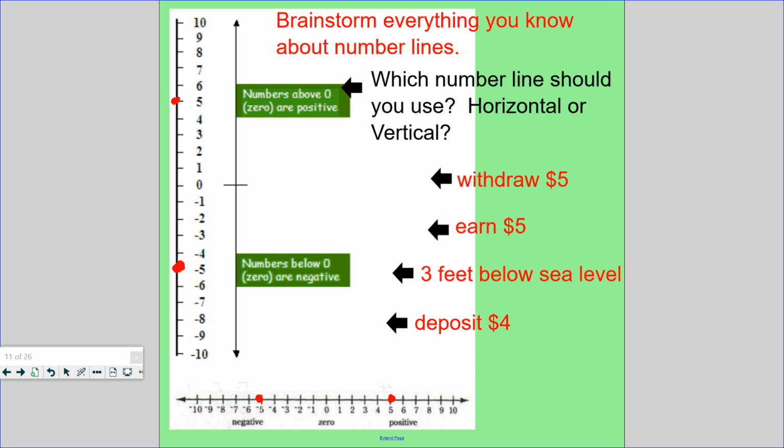If someone says 3 feet below the sea, what does that mean to you? 3 feet below the sea. If sea level is 0, below means -3. So it could be either this number line, the vertical, or the horizontal number line. If someone said I deposit $4, what does that mean to you? I'm putting money in the bank, so deposit $4.